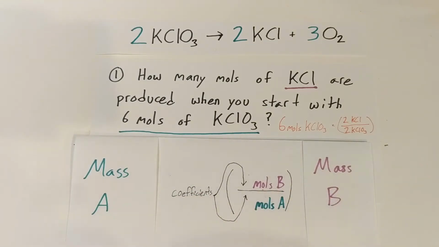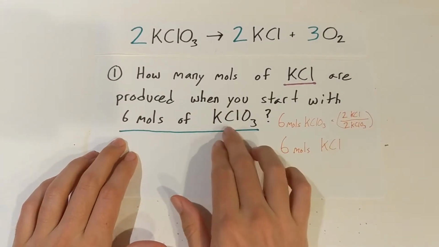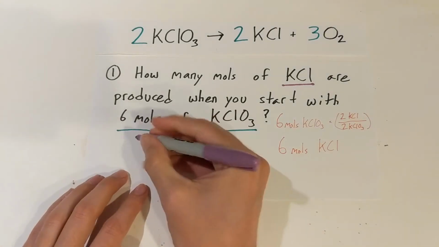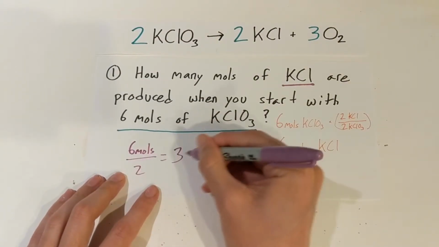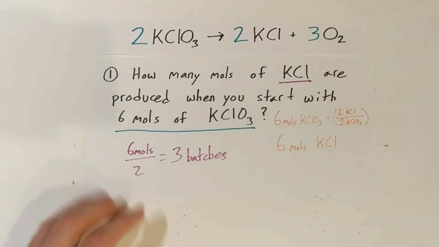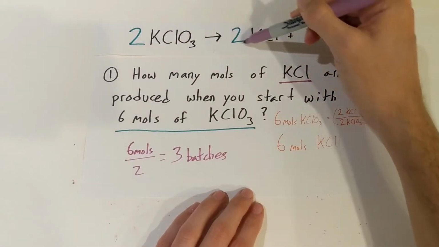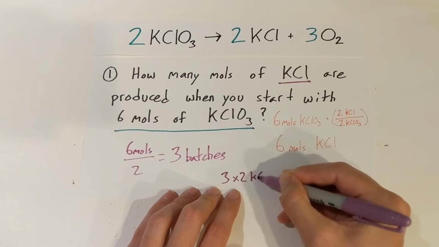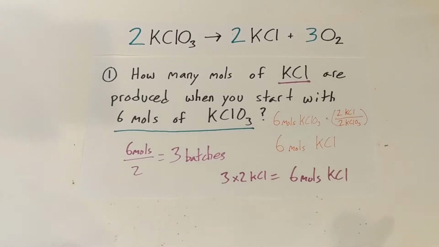If you want to solve it using the batch method, you can think, I'm starting with 6 moles of KClO3. How many batches can I make? So you're starting off with 6 moles, and you would divide it by 2 there. And that would equal 3 batches. You're making 3 batches of this recipe here. So if you're making 3 batches, and each batch you get 2 KCl, then you would do 3 batches times 2 KCl, and you get the same exact answer, 6 moles of KCl. So I just wanted to give you an example of 2 ways you could solve it. Both you'll get the same answer, the correct answer.